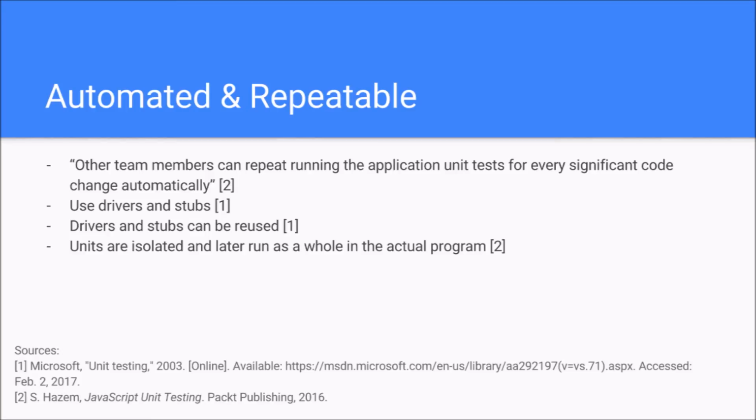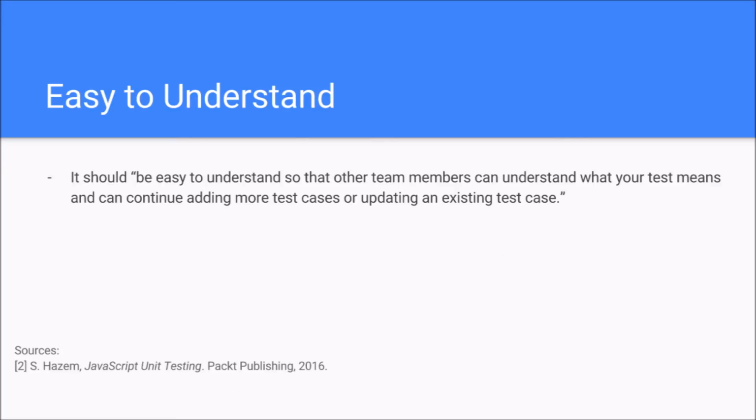Again, the first 2 were automated and repeatable. This means that other team members can repeat running the application unit tests for every significant code change automatically. Essentially, we are creating driver and stub functions. Functions that stand alone to simulate the conditions the code being tested will run within. The great thing about drivers and stubs is they can be reused. They are completely standalone and have no other dependencies. Their sole purpose is to test a single action or event. Once these actions have been isolated and tested for correctness, the code being tested can be integrated into the actual system.